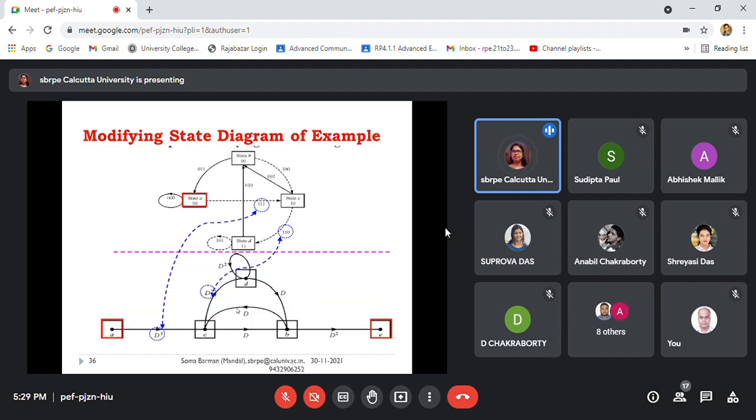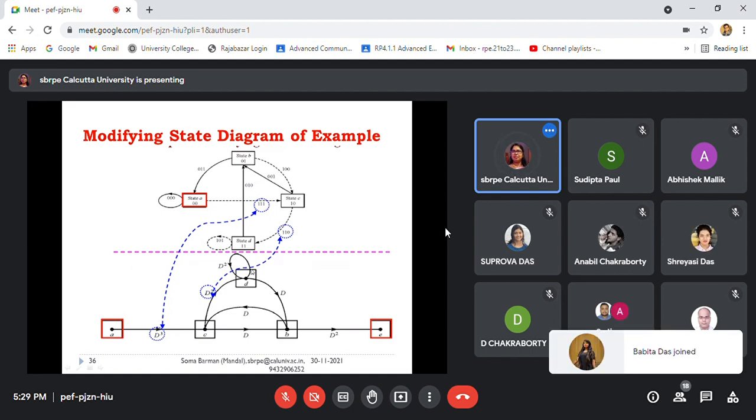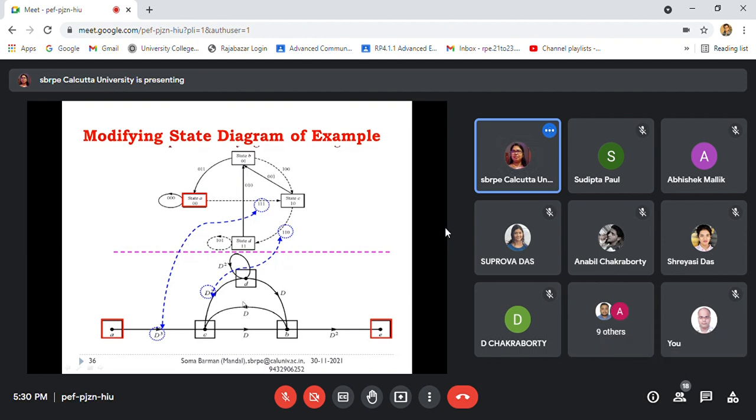See how you are modifying the state diagram. This one line is there, the pink line. The upper one is your state diagram. The lower one is modified by means of the distance property. So what is the state? 0 is the initial state, and this will also be the final state. So we are representing this 0 as the initial state here, in the lower one.